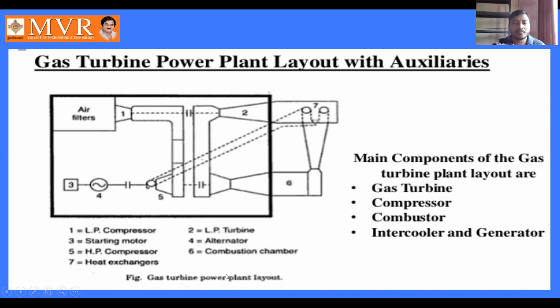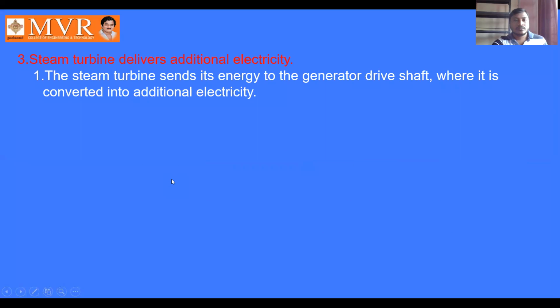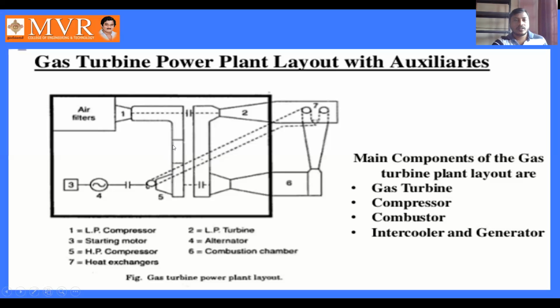This is the gas turbine power plant. The air from the atmosphere enters into the low pressure compressor, where the air is filtered. Air filtering means removing the sediments. After cleaning, the air enters the low pressure compressor, where it is compressed, and from the low pressure compressor it enters the high pressure compressor.